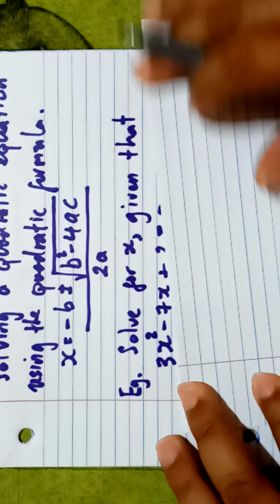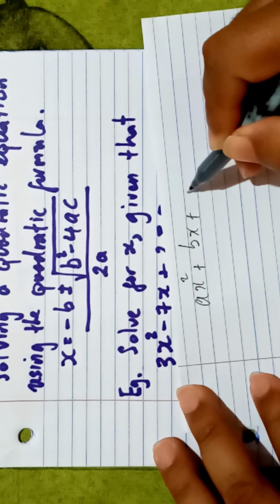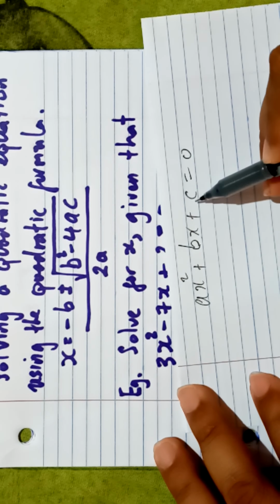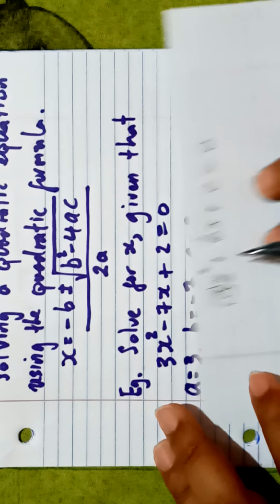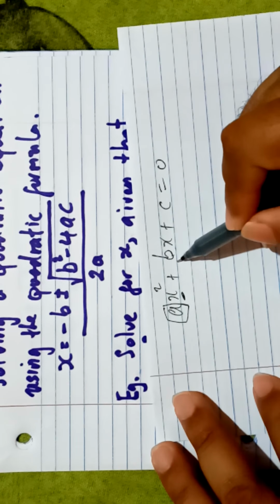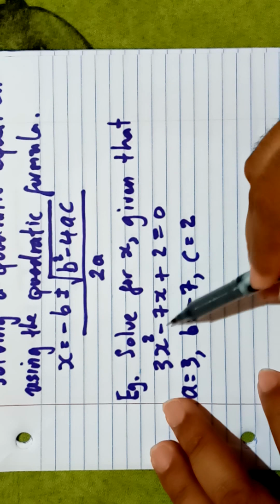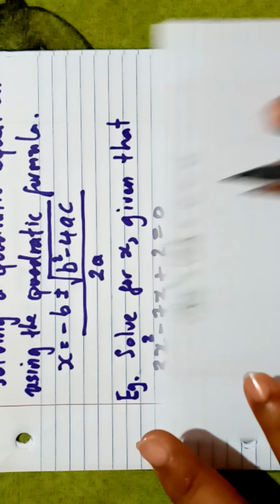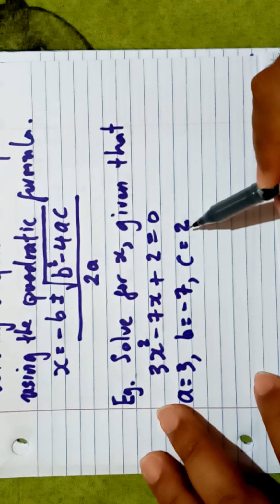quadratic expressions or equations have a general look or format: ax squared plus bx plus c. So a is always beside the x squared. As you can see, 3 is beside x squared, and b is always beside the x. The value beside x is negative 7, and lastly c is a number by itself. So here we have c is equal to 2.